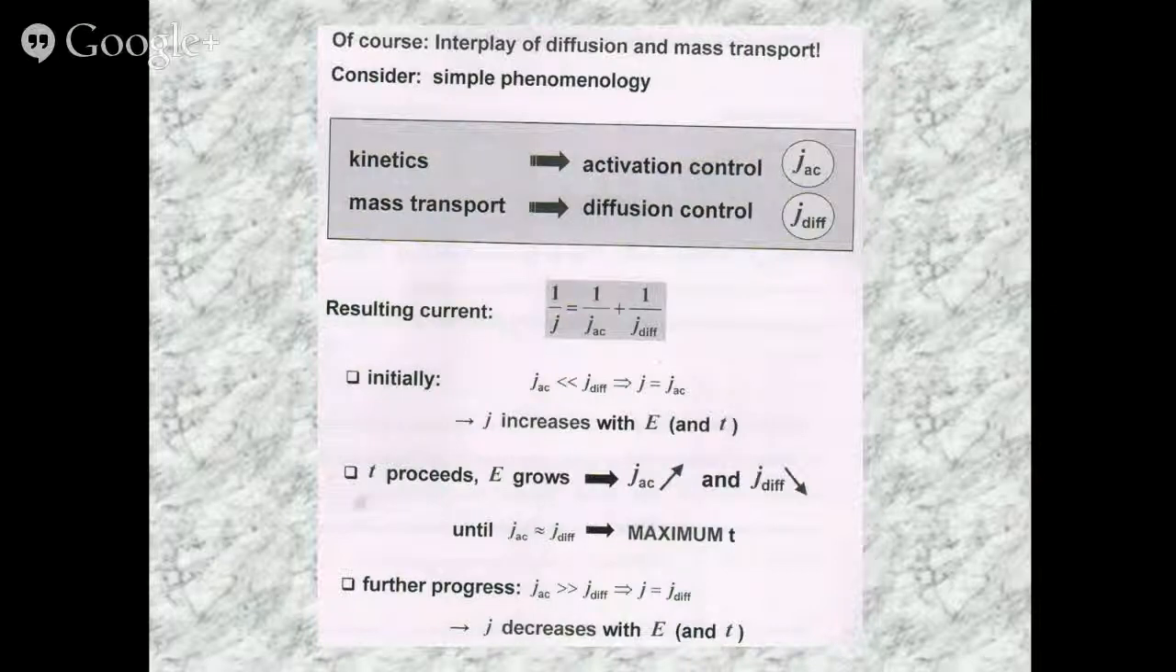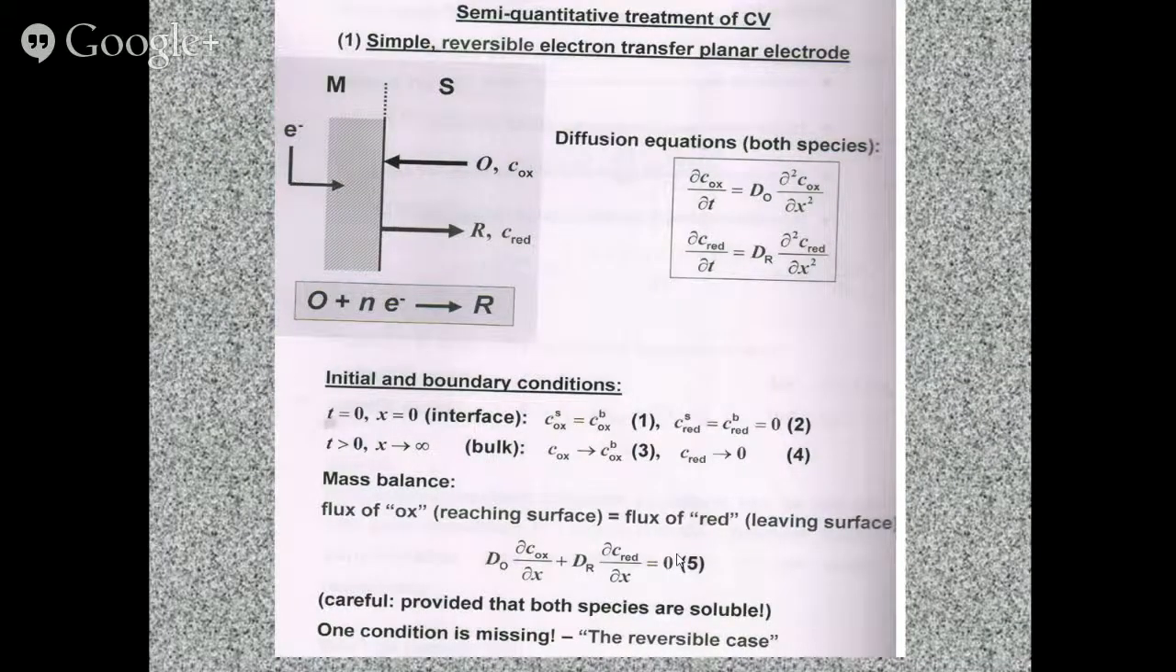But J increases with the potential, therefore the diffusion current overcomes the activation current. As E grows, the activation increases and J diffusion decreases. Finally, J activation control becomes equal to J diffusion control, and that is the maximum. Further progress depends upon this: once the activation control is overcome, the process is controlled by the diffusion. So this is what is happening at the electrode.